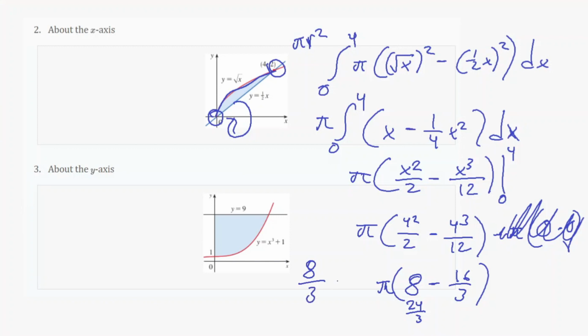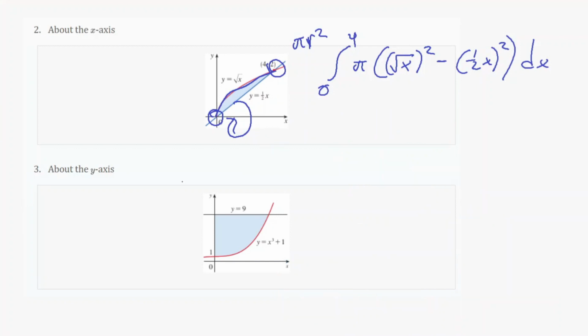And that's going to be multiplied by pi. So our answer will be 8 pi over 3. That's going to be the area of this shaded region rotated about the x-axis. Alright, now let's look at number 3. So for this question, we're rotating about the y-axis.